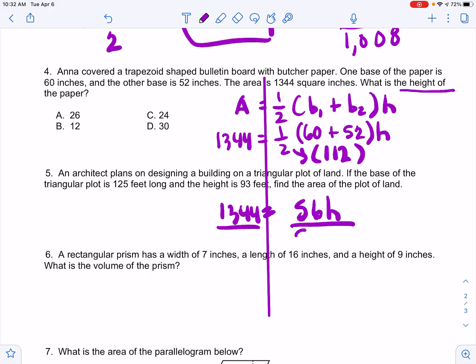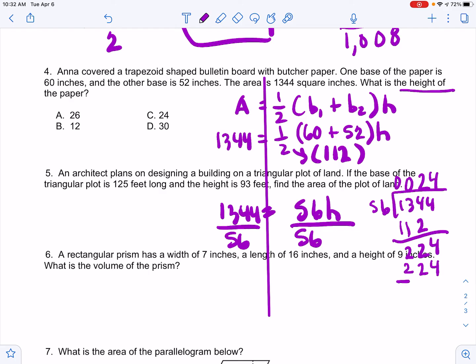So I'm going to divide both sides by 56. I'm going to come over here, 134 divided by 56. 56 will not go into 0, it will not go into 13, but it will go into 134 twice. I'm going there 4 times. So our height is equal to 24. So your answer is C, and then that would be inches.